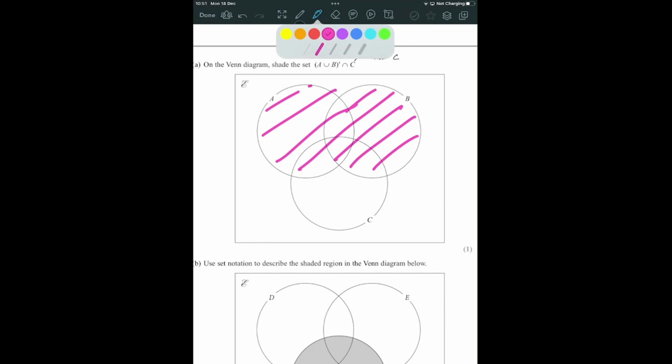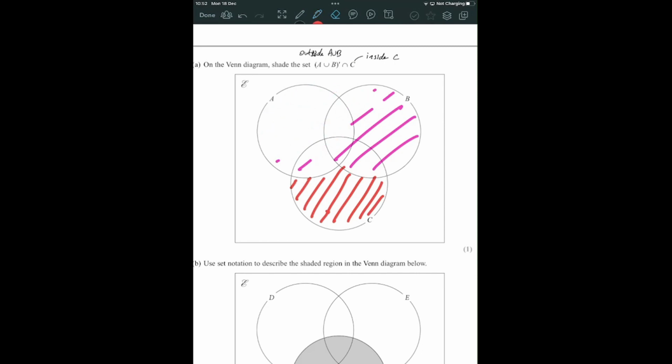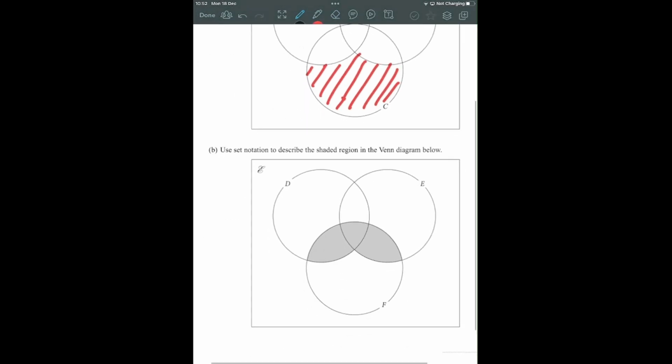Well, the only section which is outside that double circle and inside the circle C is this orangey reddy shaded section. And for the examiner, I'm also going to rub out that first bit of shading, make it absolutely clear what I intend the solution to be. Let's double check. Is that outside A union B? Yes. Is it inside C? Yes. Now we need to go the other way.